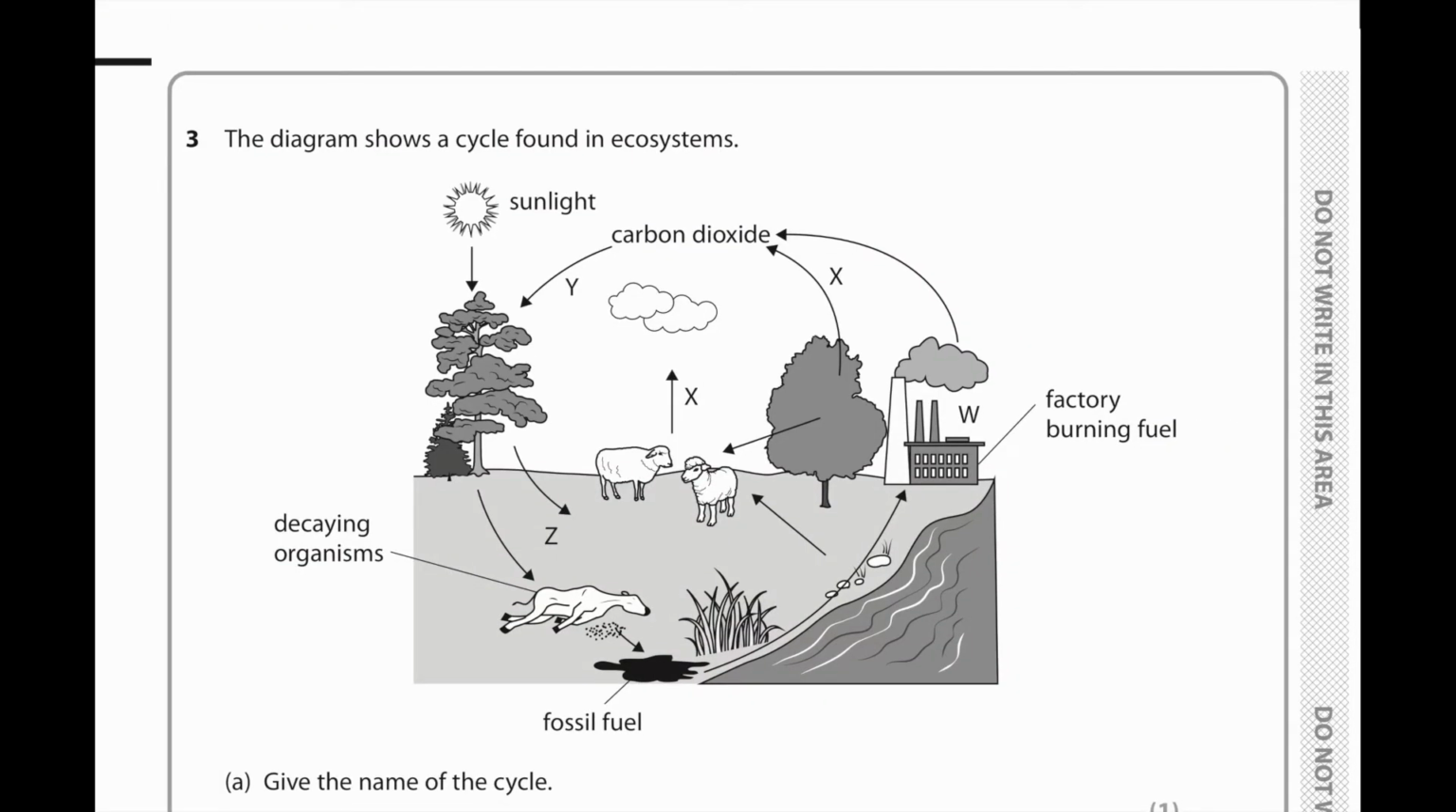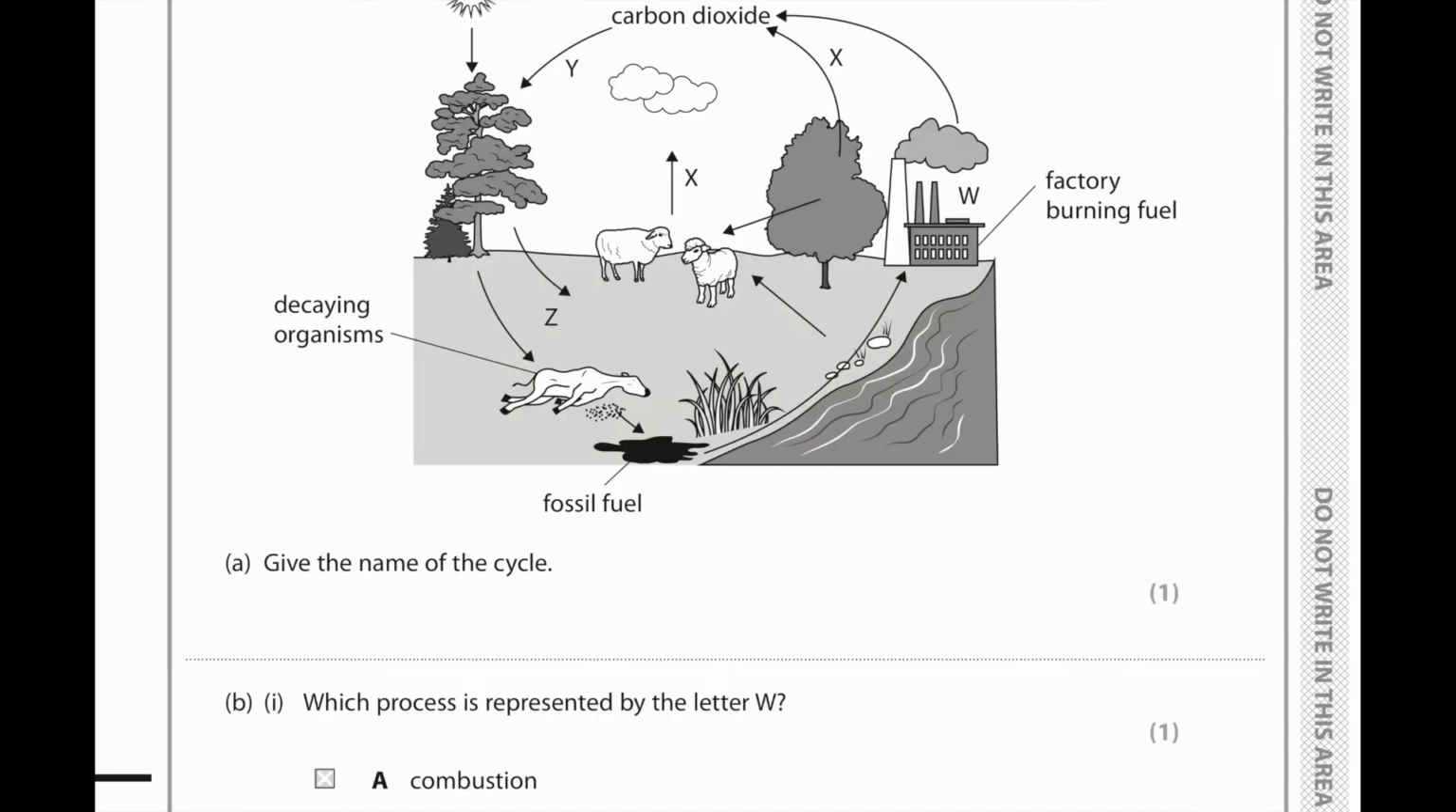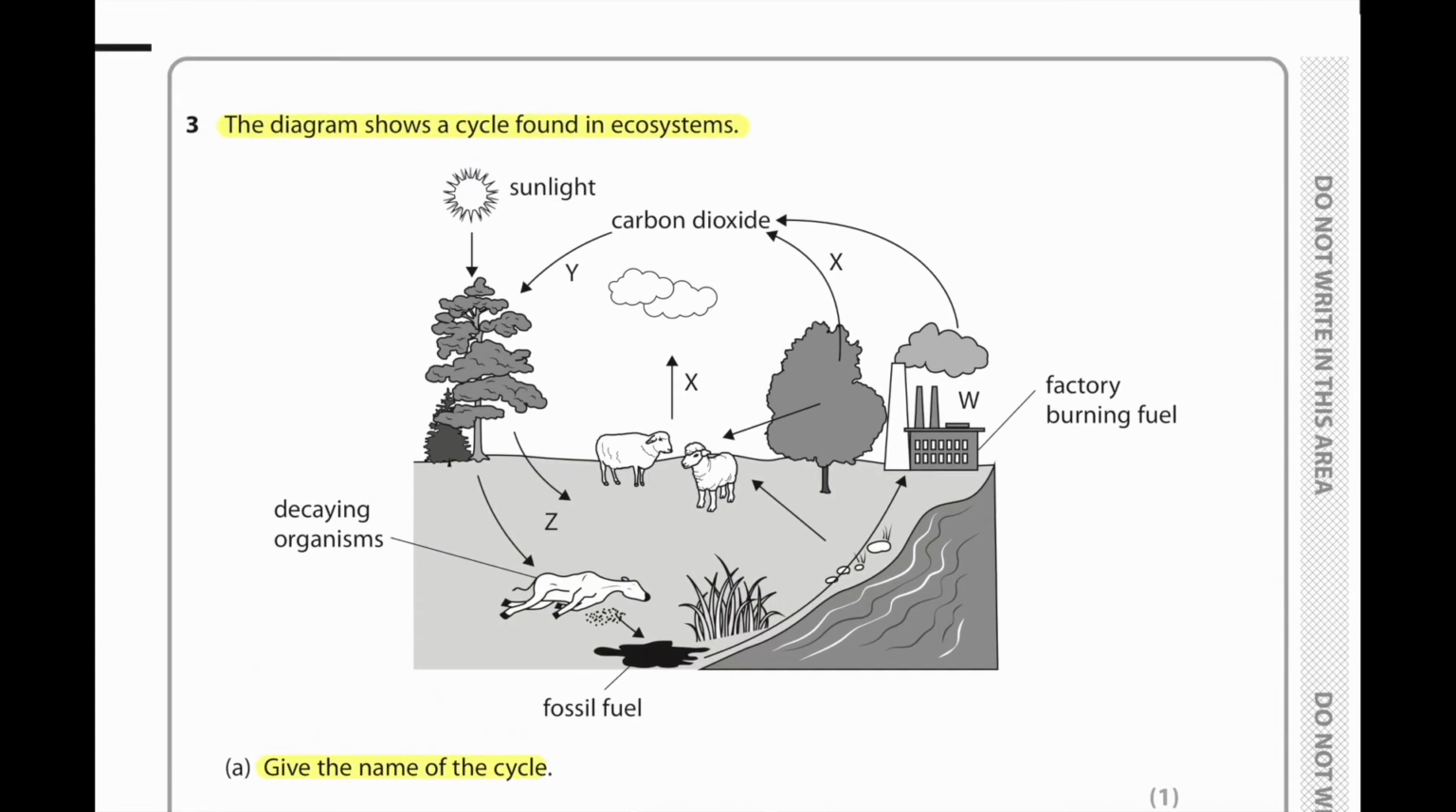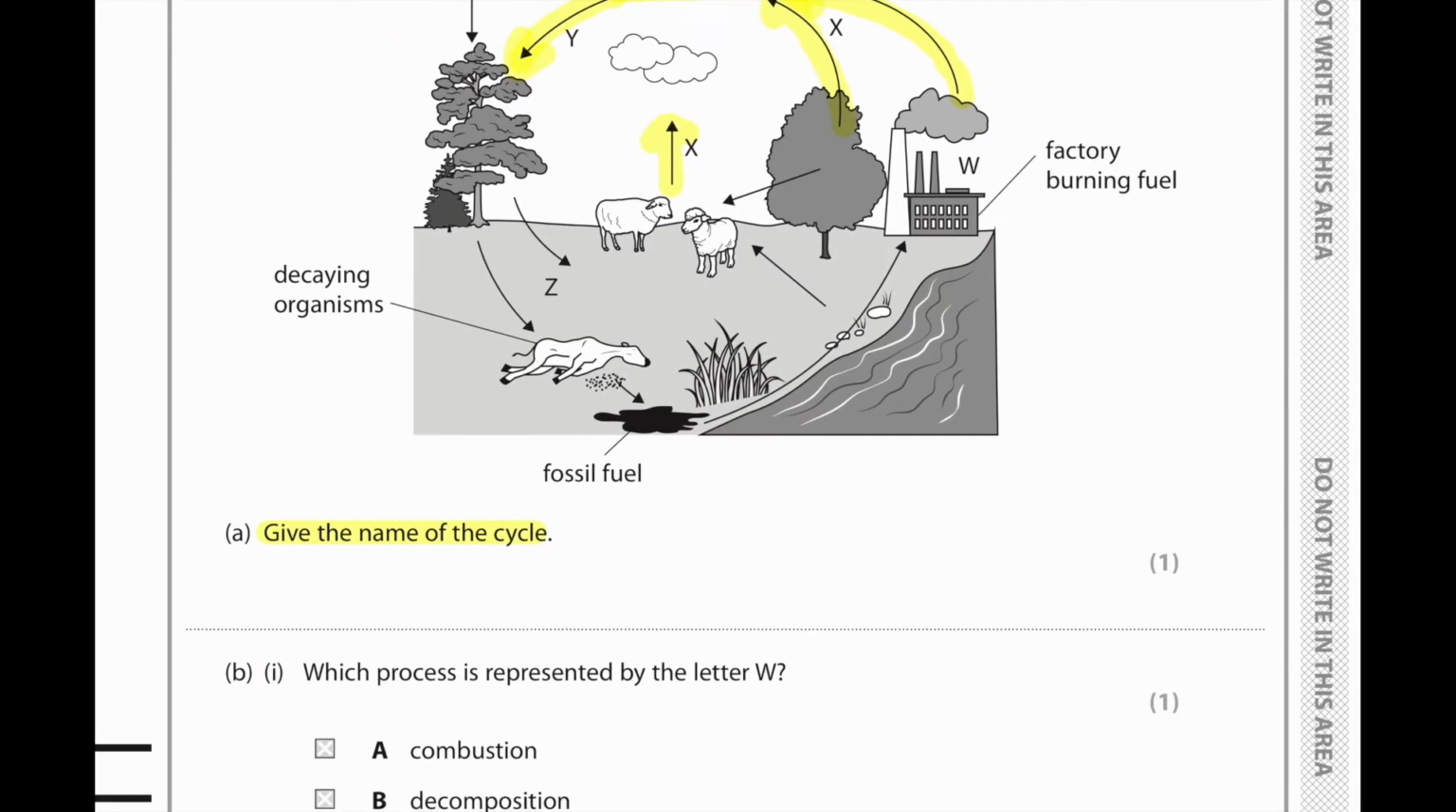Question number 3. The diagram shows a cycle found in ecosystems. Give the name of the cycle. So we can see the cycle mentions carbon dioxide. The carbon dioxide is taken up by the plant. Carbon dioxide is produced by the plant. Carbon dioxide is produced by combustion of fossil fuels. Carbon dioxide is produced in respiration. All right. So all of these processes produce carbon dioxide. So this is the carbon cycle.